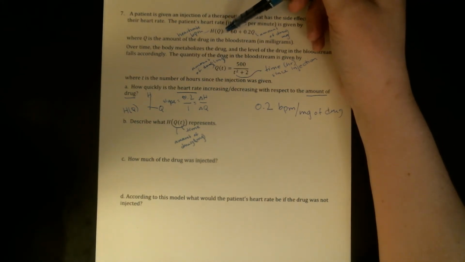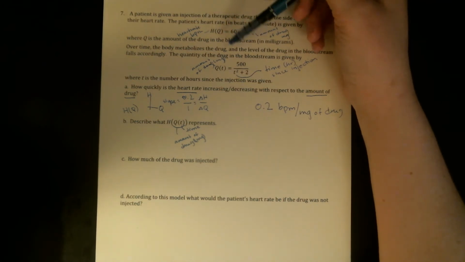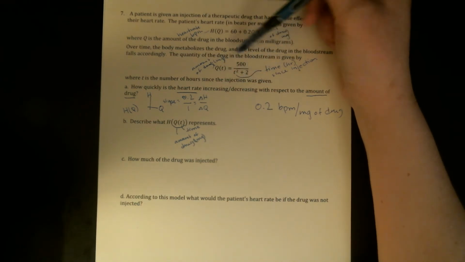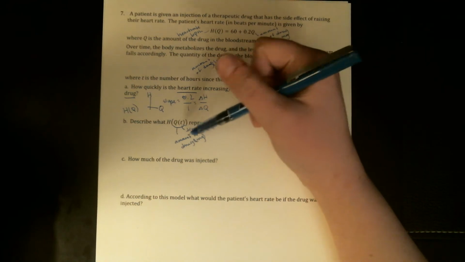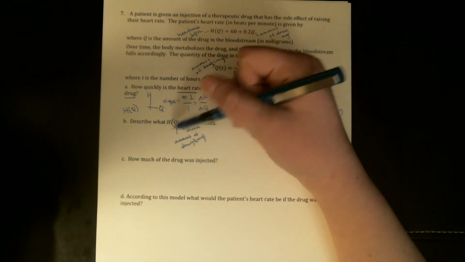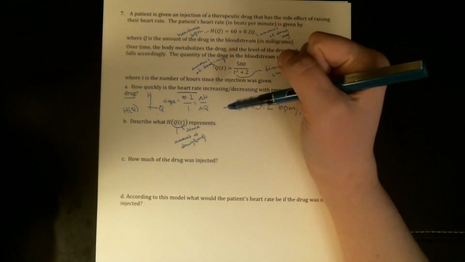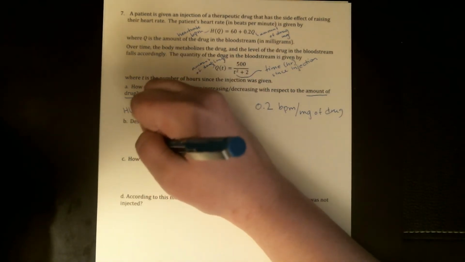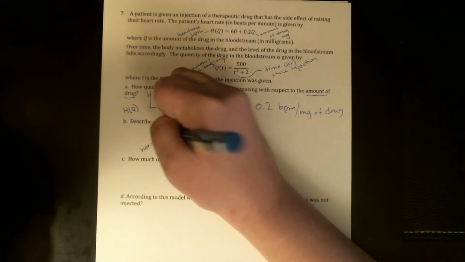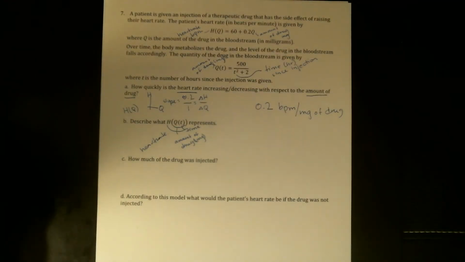If we tried the other way around and we did q of h, we would be trying to plug heart rates into this function down here that's looking for time. So that would be a bad idea. All right, so we take an amount of drug, we plug it into function h. The final thing we get out is the heart rate. The whole thing is the heart rate.